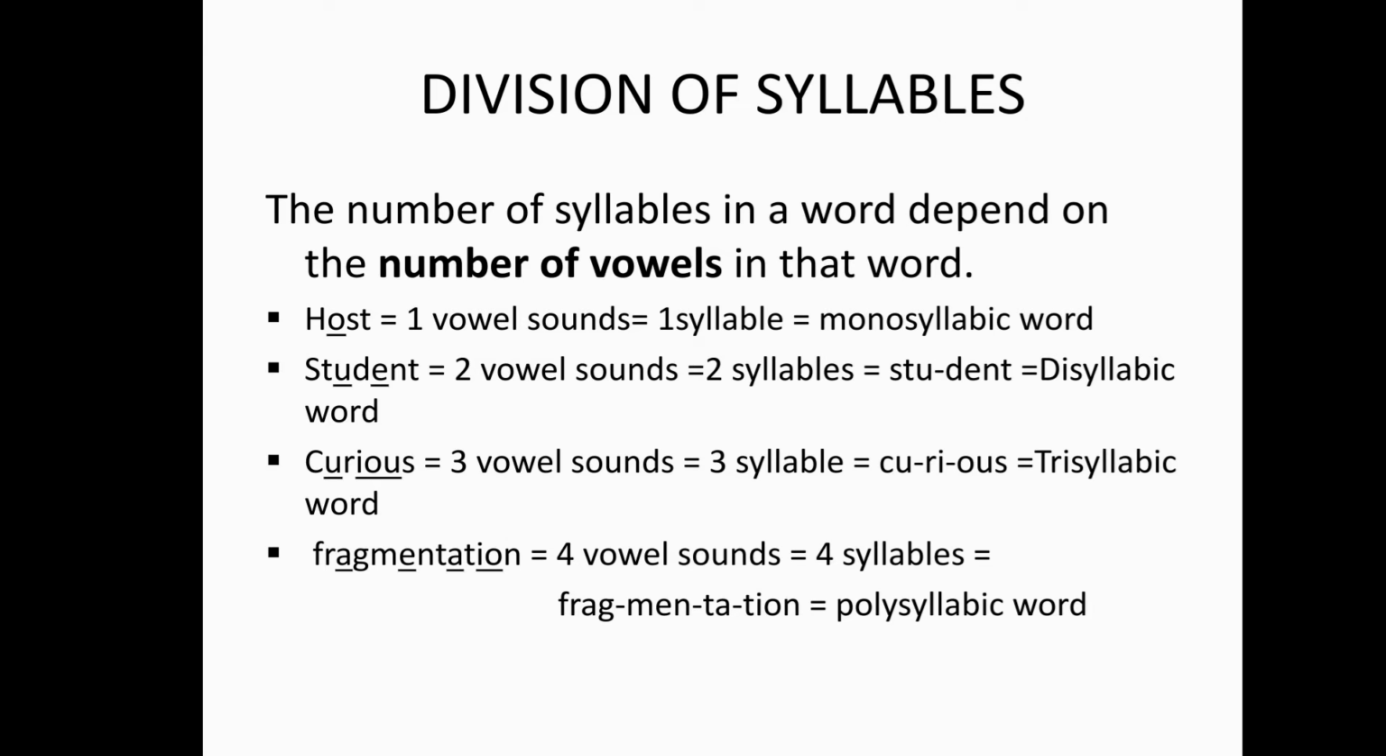If the word contains one syllable, we call it a monosyllabic word, as we have the example host. If the word contains two syllables, as in the word student, we call it a disyllabic word. And if the word contains three syllables, we call it a trisyllabic word, as we have the word curious on the screen. If the word contains four or more syllables, we call it a polysyllabic word, as we have fragmentation on the screen.